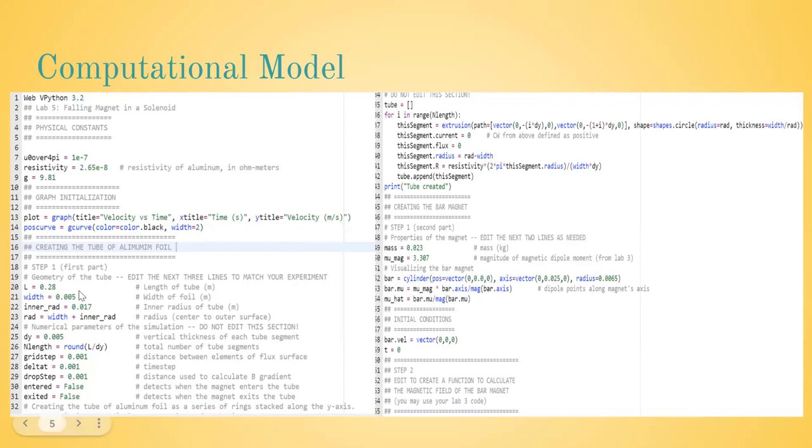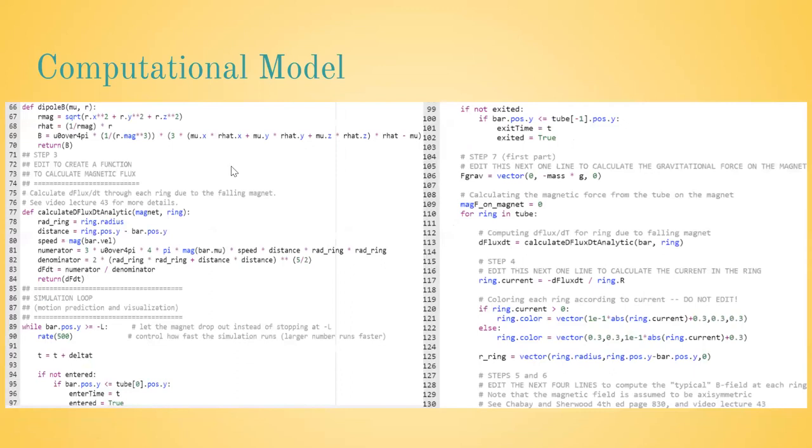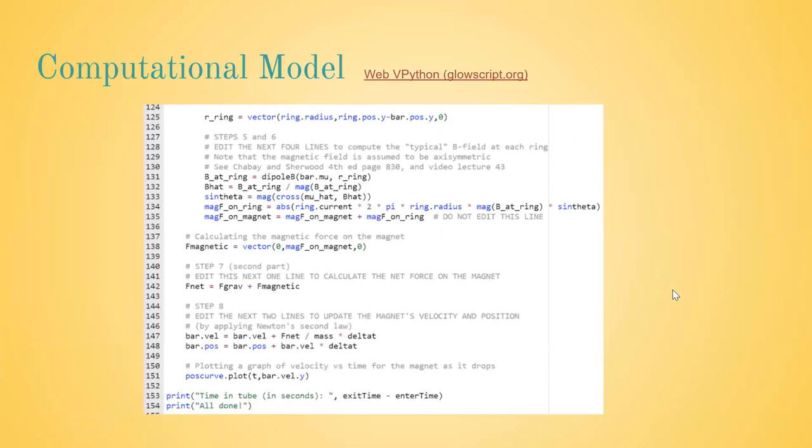Some of the values here are from this experiment, but other values come from lab 3, for example the magnetic moment magnitude. And then the same code from lab 3 for calculating the dipole moment. And then the other stuff is from lecture 43. And then here's us editing, so it looks nice and viewable.